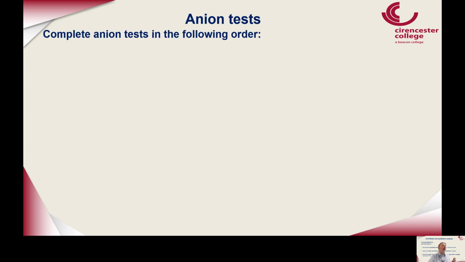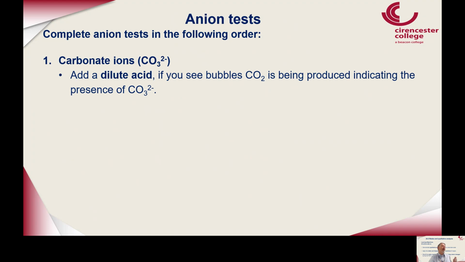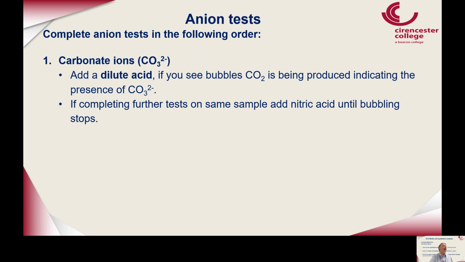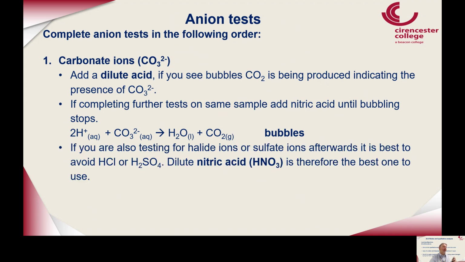Okay, so we'll go through these anion tests. Carbonate ion is dilute acid, and you see effervescence or bubbles. Try and use the word effervescence, indicating the presence of carbonate. You should do it this way first, because if you get the carbonate done first, it eliminates it interfering with some of the other tests. If you do further tests on the same sample, you add the nitric acid until the bubbling stops. There's no more carbonate left. So there's the equation: H+ plus carbonate makes H2O plus CO2, your standard carbonate plus acid reaction.